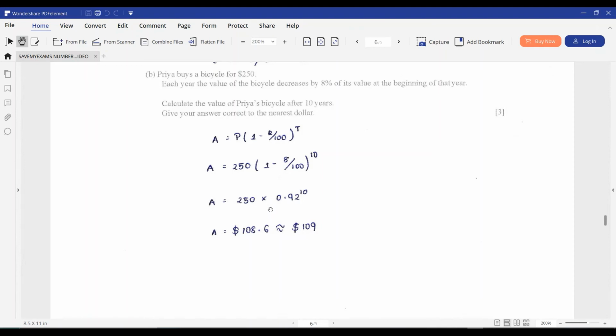Put this in your calculator and you should get the amount is $108.60. But this is approximately $109. You put your answer into the nearest dollar, as the question asked.